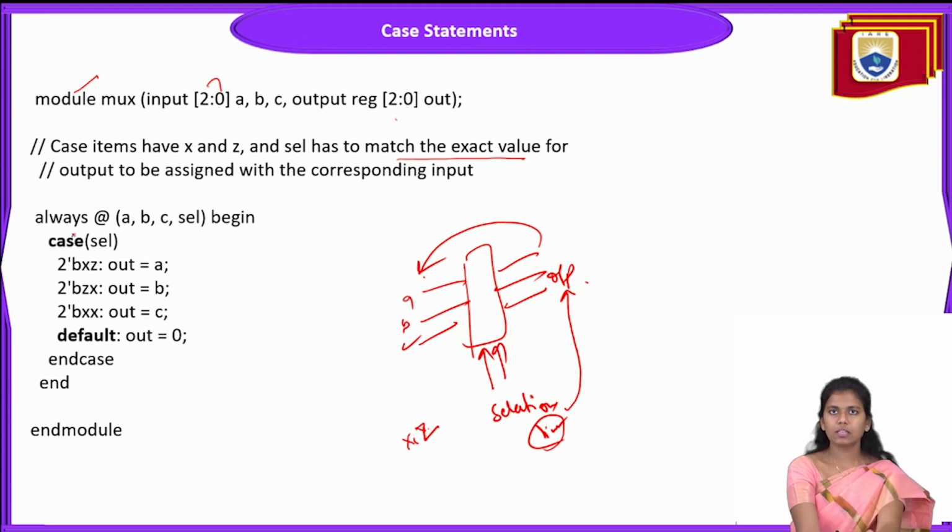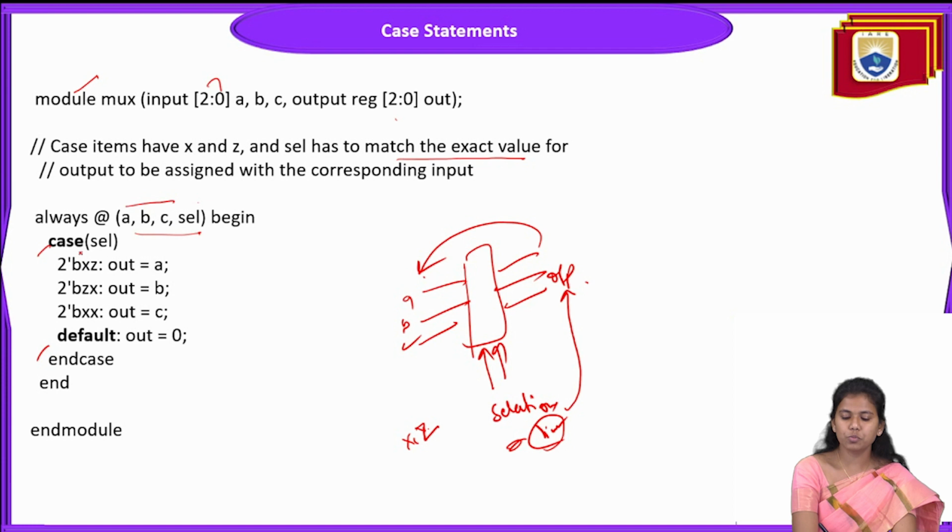Then always @(A or B or C or select) begin. Okay, these are my inputs ABC and selection lines, and I am beginning the case. So case of the selection lines. Based on the selection lines, my output will be observed, and that is with respect to the input. Case select: this is 2 bits of X and Z. See here, my inputs are in terms of X and Z. So in terms of X and Z, output is A. In terms of Z and X, output is B. And in terms of X and X, output is C.